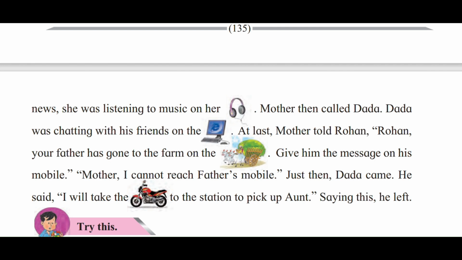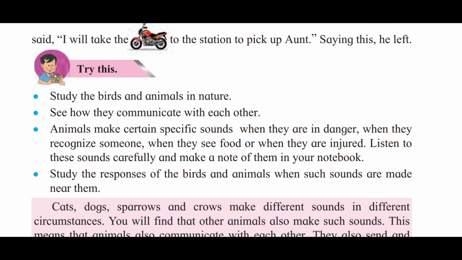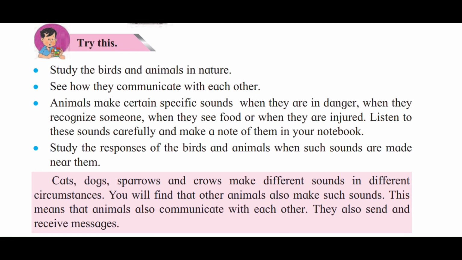According to the letter sent 8 days ago, aunt was to arrive from Nagpur by train today. Just then, the telephone rang. When mother picked up the telephone, it was the aunt on the line. Aunt had reached the station. When mother went to Sania's room to give her this news, she was listening to music on headphones. Mother then called Dada. Dada was chatting with his friends on the personal computer.